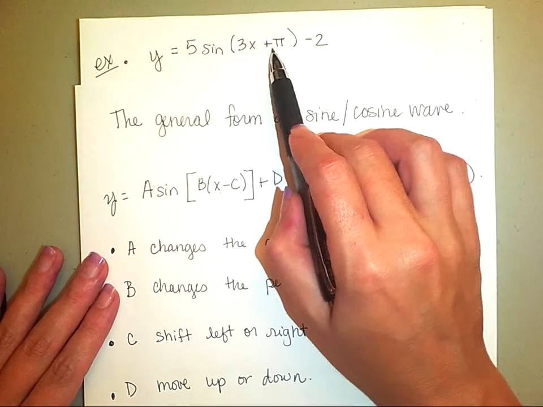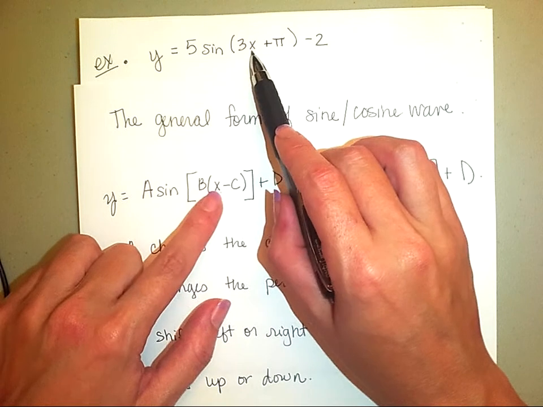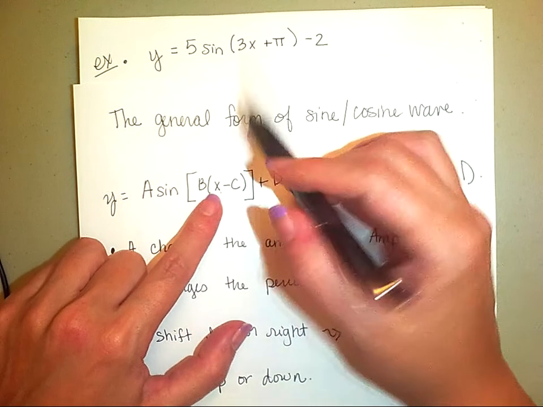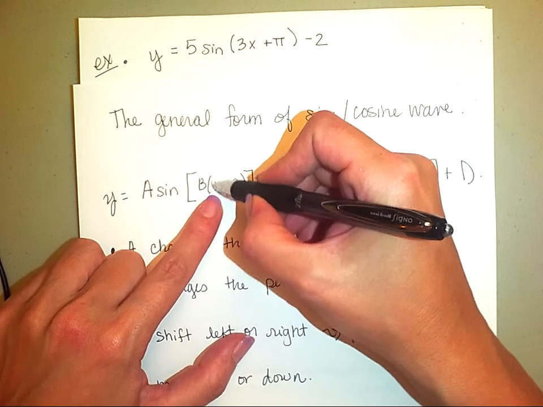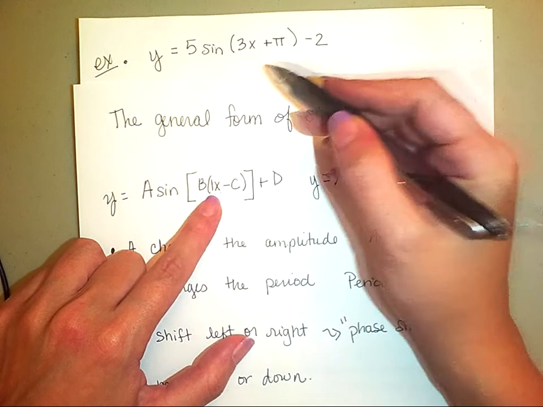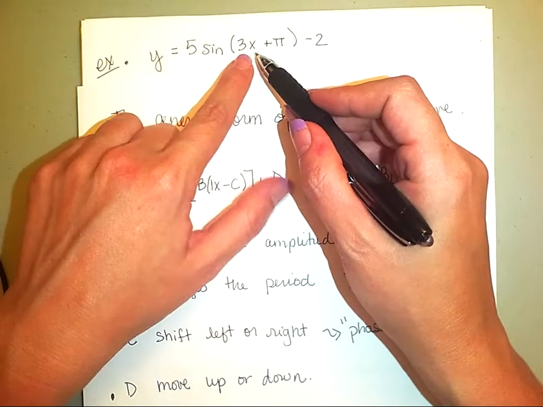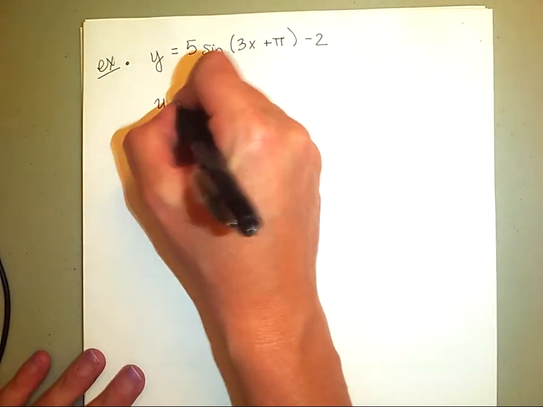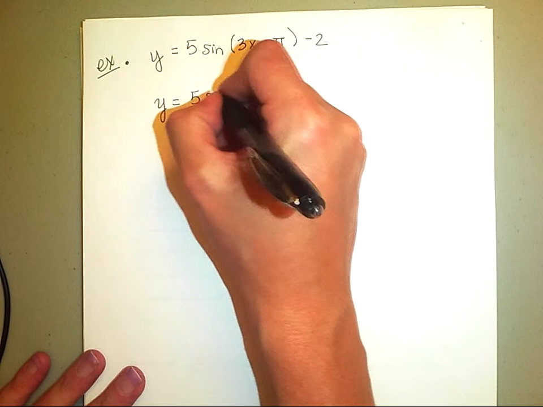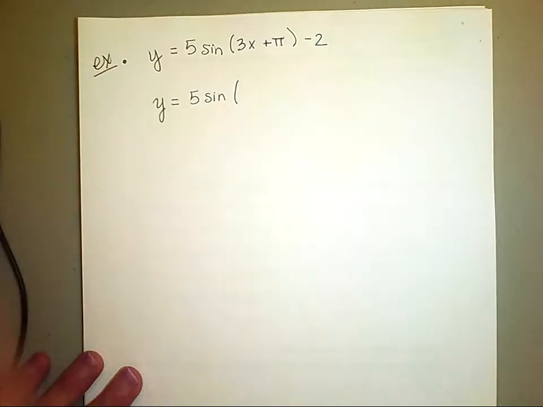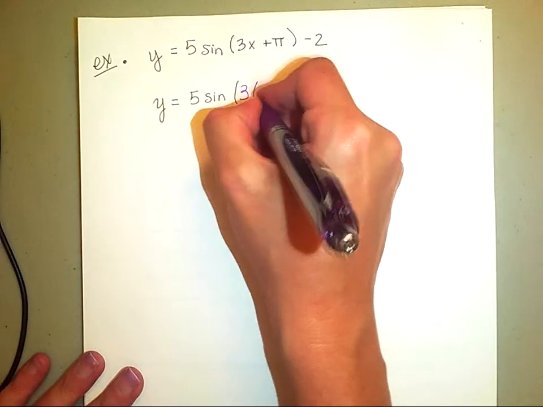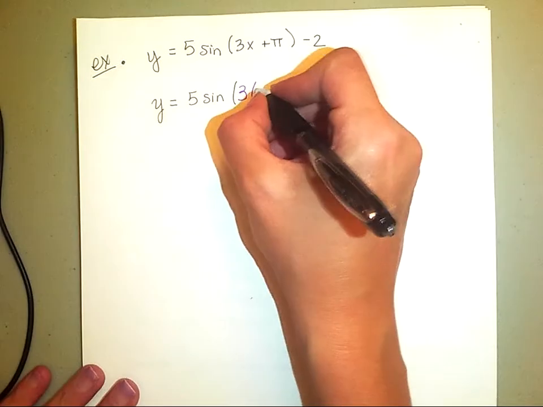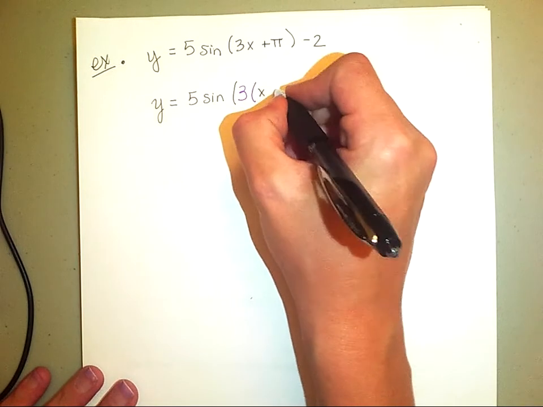Okay? Notice that this is not written in the form. We have 3 times x, but there's also some constant being added here. So our x needs to have a coefficient of 1. So let's rewrite that. That is, we're going to have to factor out this 3. So y is equal to 5 times the sine, and then I will factor out the 3. And now we'll have a positive x here because I multiply the 3 through.